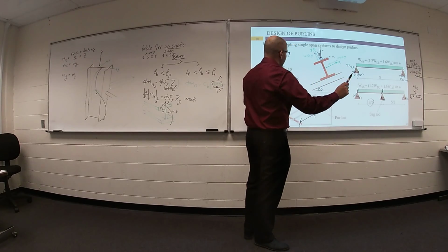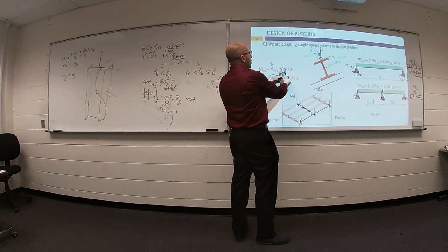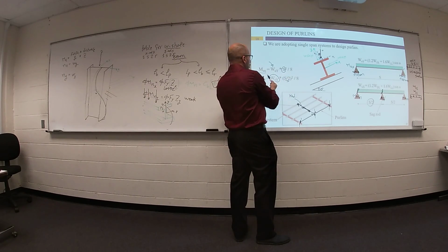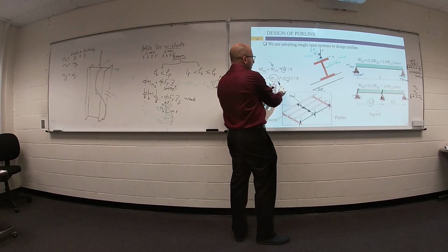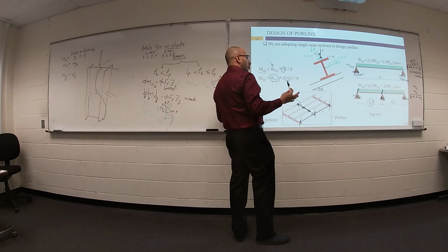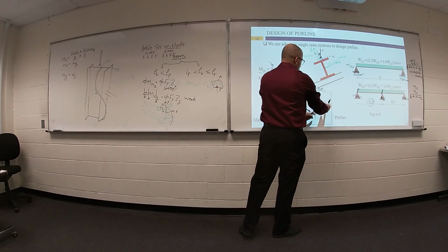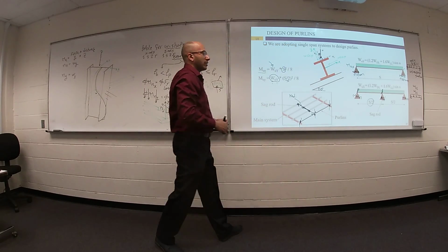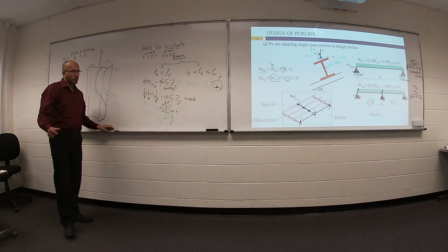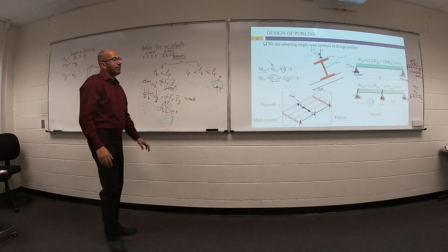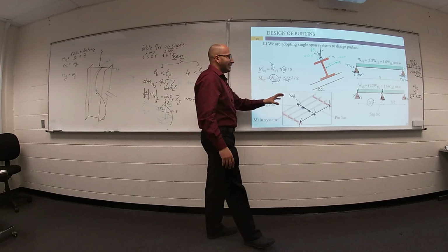Your distance for Mx is the total distance of your purlin. Your distance for My is half the distance because this direction is weak. So we made our purlin stronger by reducing your distance to half with sag rods. Any questions so far? It's a little bit complicated, I know, but if you follow the steps, it's okay.